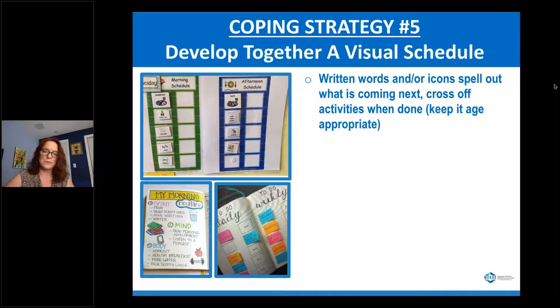So what is a visual schedule? It's written words and/or icons that spell out what's coming next. You cross off the activities when done. The tip with using a visual schedule is to keep it age appropriate. We have different examples here.